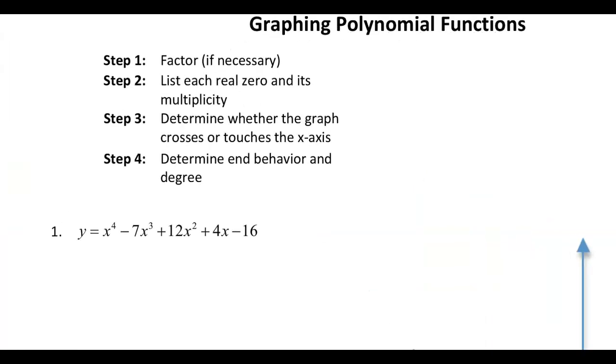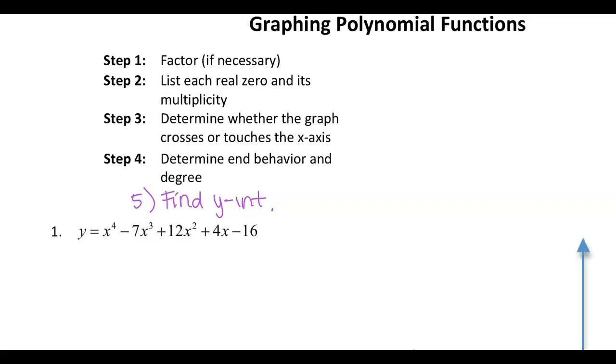So it says that we're going to factor if necessary. We're going to list the real zero and multiplicity. We're going to determine if it touches or crosses through the graph. And when it says touch, it pretty much means bouncing, so if it bounces off of the x-axis. Step 4 is to find the end behavior and degree, so that's kind of helping you there. The last step that isn't written is to find the y-intercept. So that's the last bit, is finding the y-intercept.